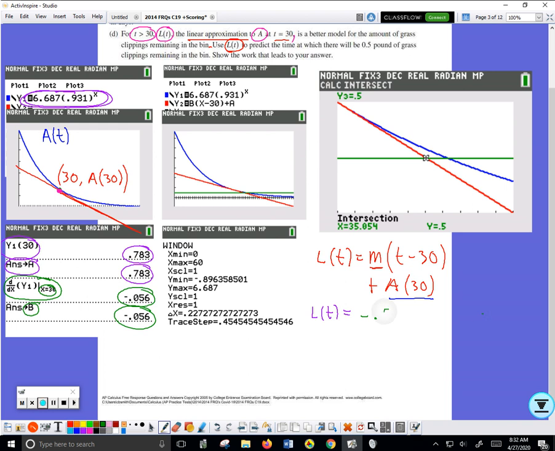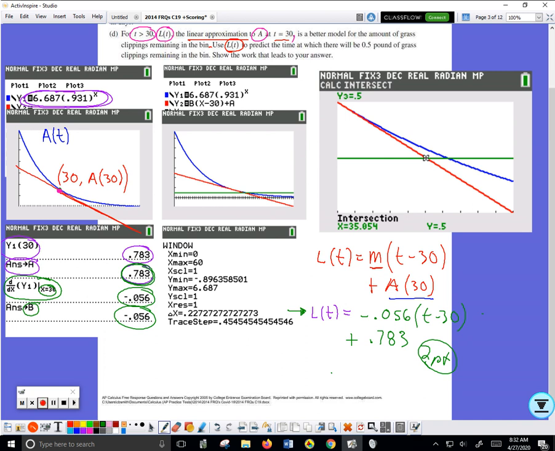An annoying feature. 0.56. Parenthesis, t minus 30 plus A of 30, which is here, 0.783. Okay, so it said use L of t, so I wrote L of t, because to use L of t I've got to write it out. Getting L of t gets me 2 points. That's why you always want to do something as soon as you recognize that you can, rather than keep reading, because then you pick up points little by little, which is a much better strategy.